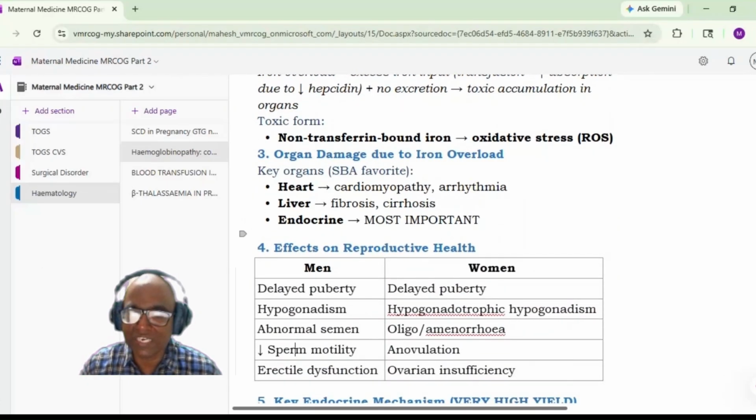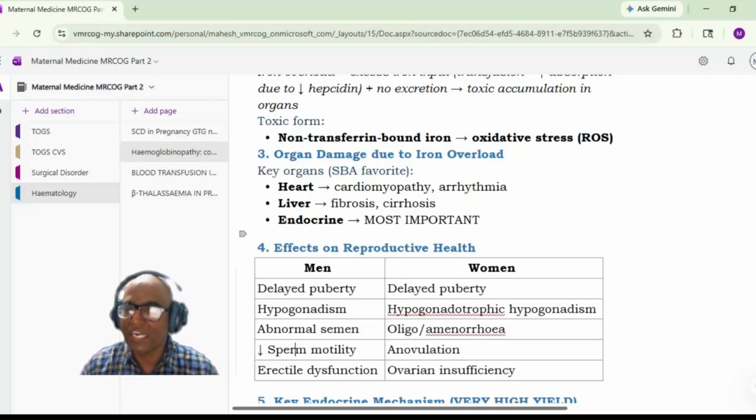So the key organs which are damaged: one is the heart, where there is cardiomyopathy and there are arrhythmias. In the liver, it leads to fibrosis and cirrhosis, and there is endocrinopathy. Okay, this endocrinopathy is one of the important things as far as the reproductive age group is concerned. So what are the endocrine effects? In males, it will lead to delayed puberty, hypogonadism, abnormal semen, decreased semen motility, and erectile dysfunction. These are the effects in males because of this endocrinopathy.